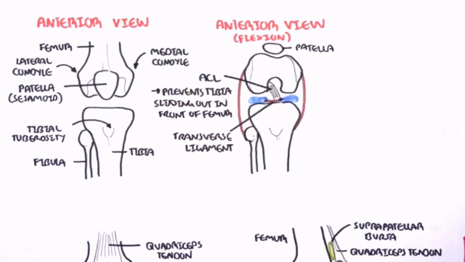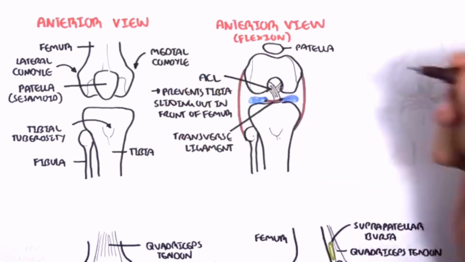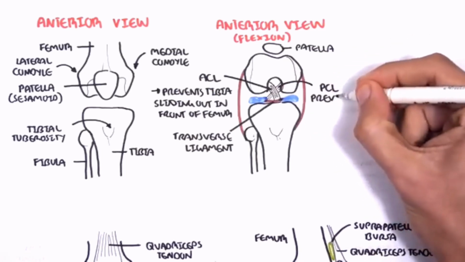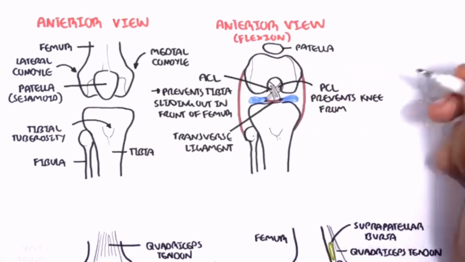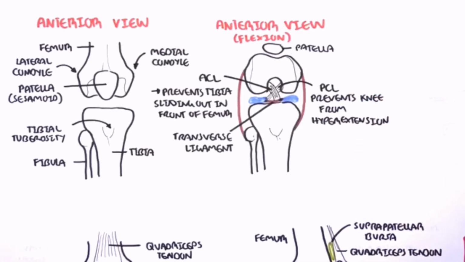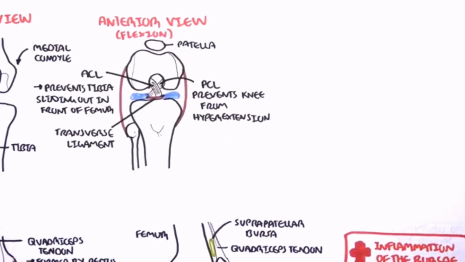The PCL runs essentially to the back of the tibia from the femur. So the posterior of the tibia, hence posterior cruciate ligament. And the posterior cruciate ligament prevents the knee from hyperextending, so prevents the tibia from going behind the femur.